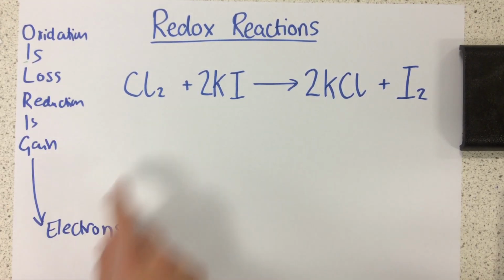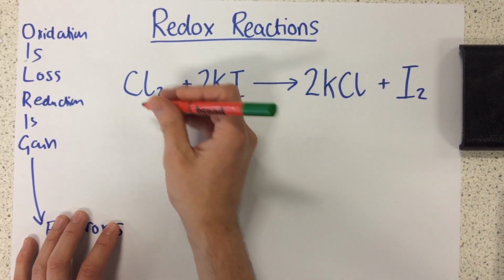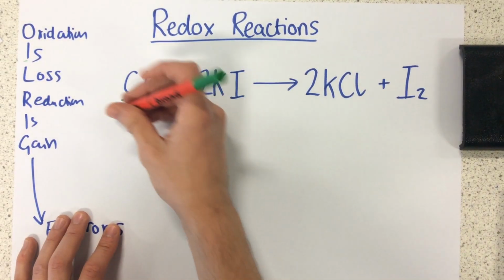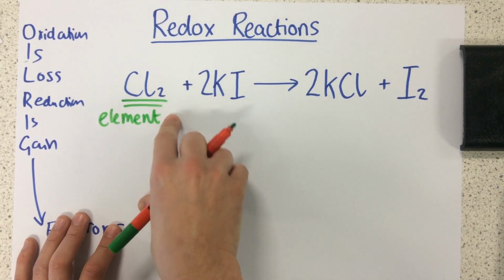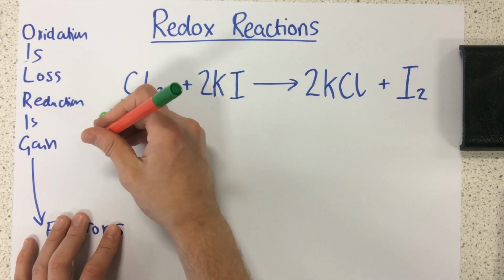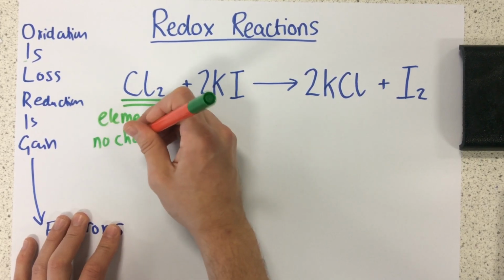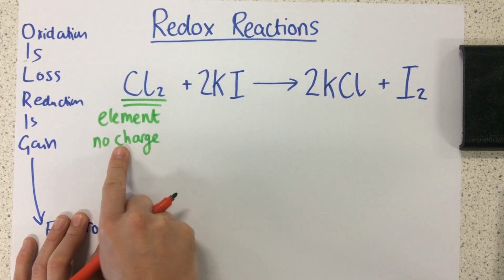So we're going to take it one atom at a time, and we're going to figure out what's happened to it. So over here, our chlorine, that's just in its element form. So it hasn't gained or lost any electrons in order to be in that state. So it has no charge. So within the reactants, it starts off with no charge.